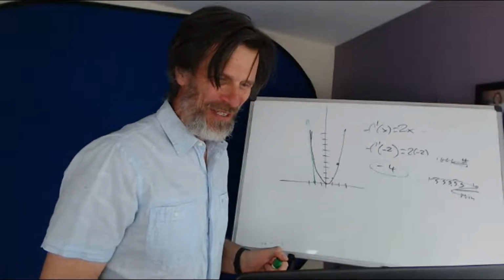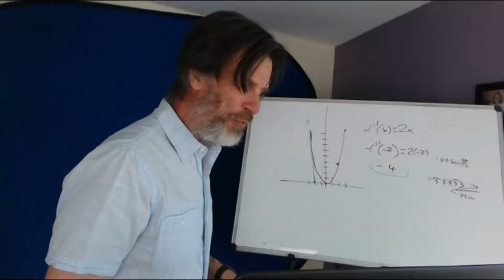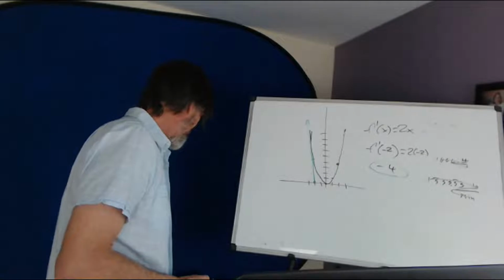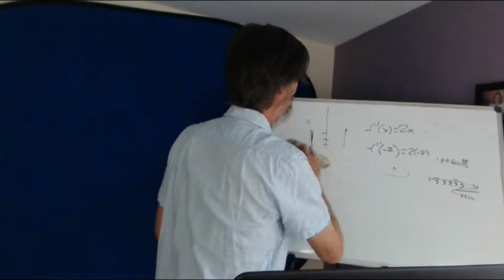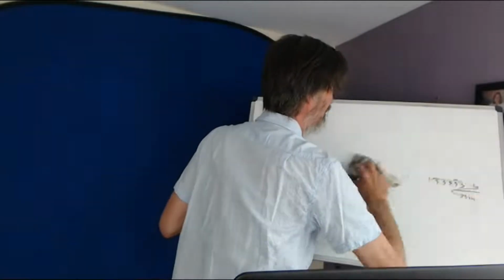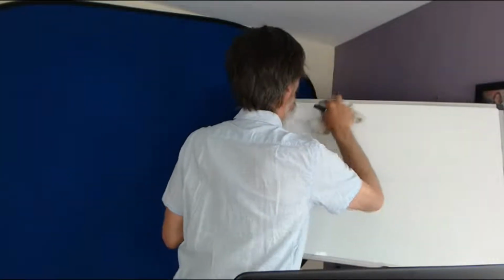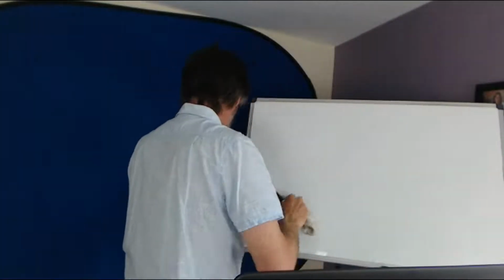On to page 2, number 10. Find and simplify the average rate of change. This isn't the instantaneous rate of change. This is the average rate of change. This is finding the slope of the secant line, if you want to think of it in those terms.